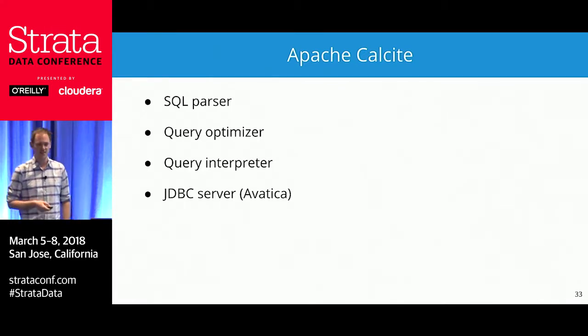Apache Calcite is a project that does everything about a database other than actually store your data. So you may think that storing the data is the important part of running a database, but there's a lot of other stuff involved too. So there's SQL parsing, query optimizing, a query interpreter, a JDBC server. So all this stuff other than the actual storage and computation on top of the data.